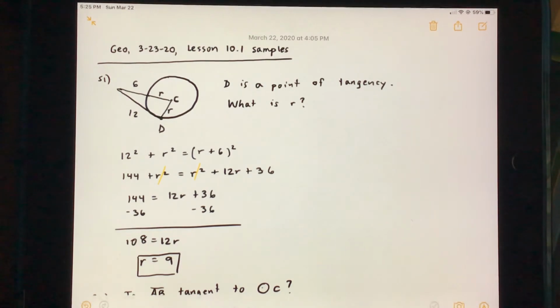We then subtract R squared from both sides of the equation, and then we have a very simple linear equation to solve. Subtract 36 on both sides, and 108 is equal to 12R. Divide both sides by 12, and R is equal to 9. And that was our goal, to find the measurement of the radius, which we did using the Pythagorean theorem on the right triangle formed because D is a point of tangency on circle C.